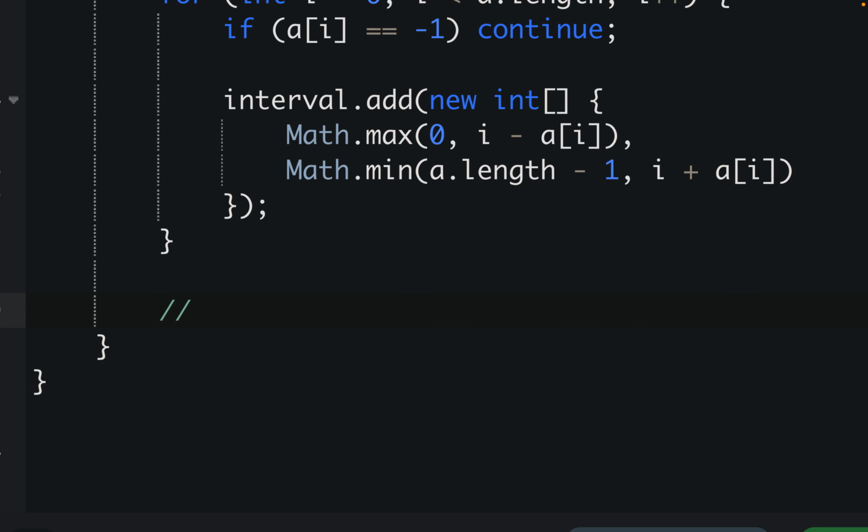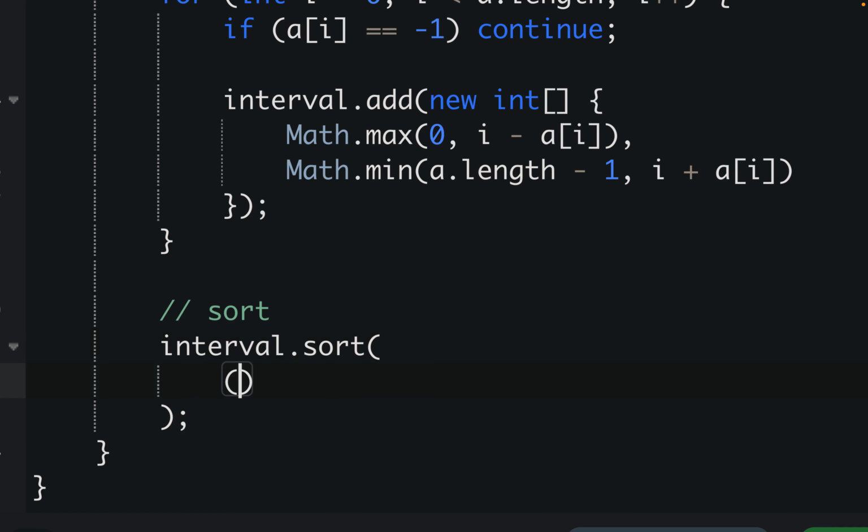Why we will sort this one is we wanted to sort it by starting point. So interval.sort with sorting point, that means starting point, that means I wanted _i _j, so that is _i of 0 minus _j of 0.